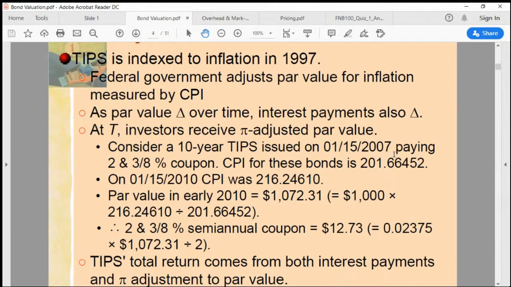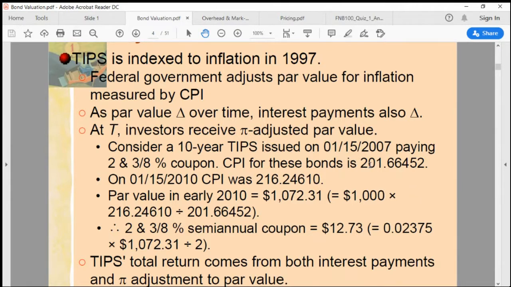So, January 2007. The exact date doesn't really matter. Ignore that. What's important is January 2007, and CPI was 201.66. CPI, Consumer Price Index, in January of 2007 was 201. What does that mean?